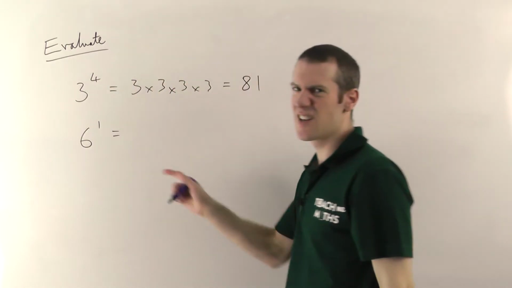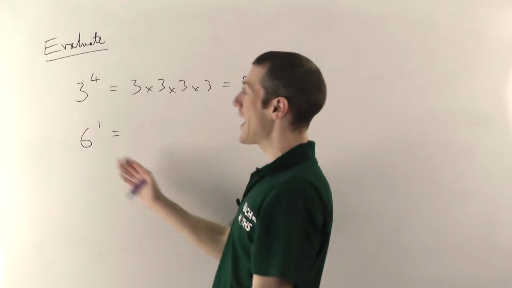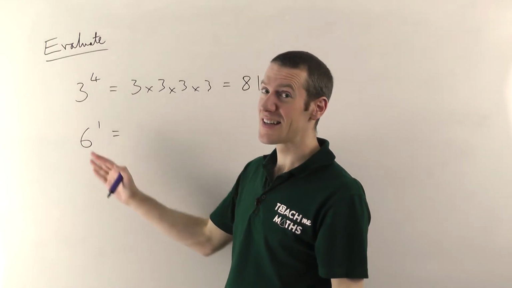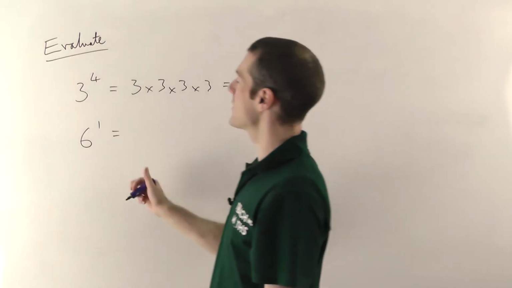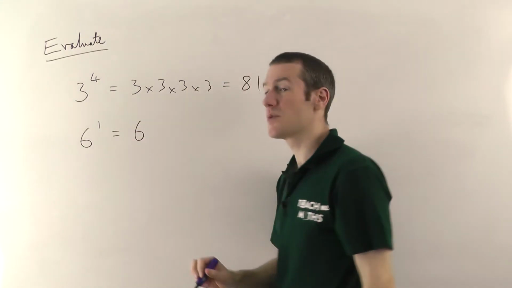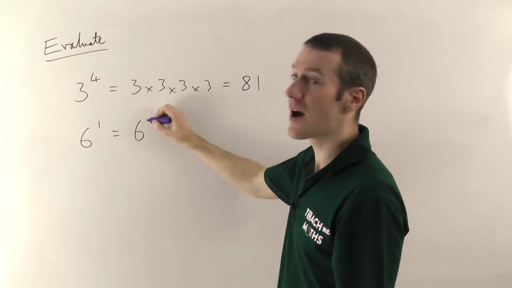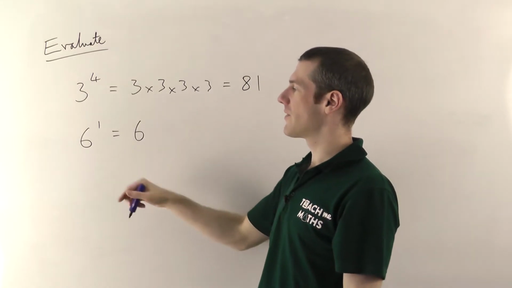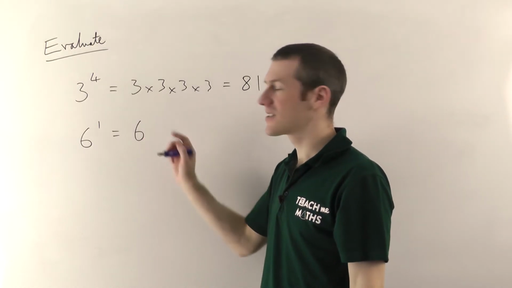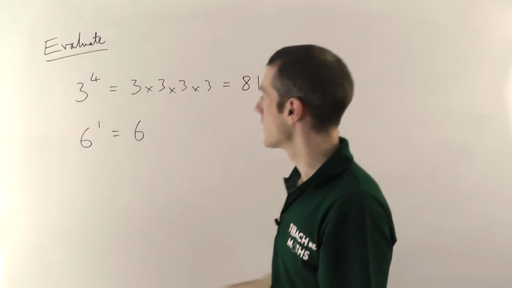6 to the power 1, they love throwing in things like this. Well, anything to the power 1 is itself. So anything with a power 1, you can just write it without the power. Yep, there's like an imaginary power 1 that's here, but most of the time we don't bother to write it. So if you end up with something to the power 1, just leave it as the number itself. Okay, another one.